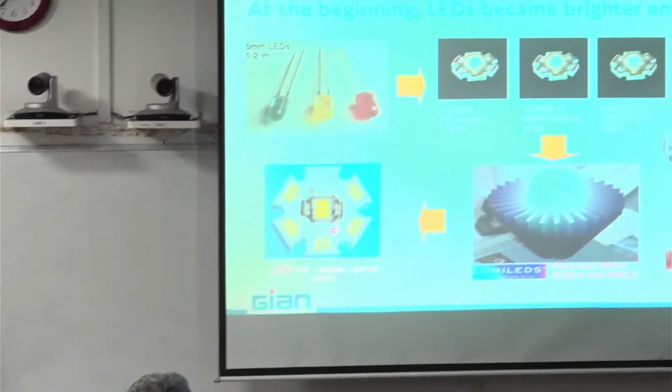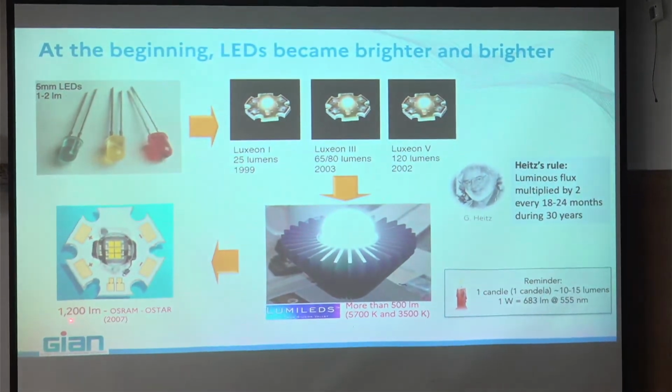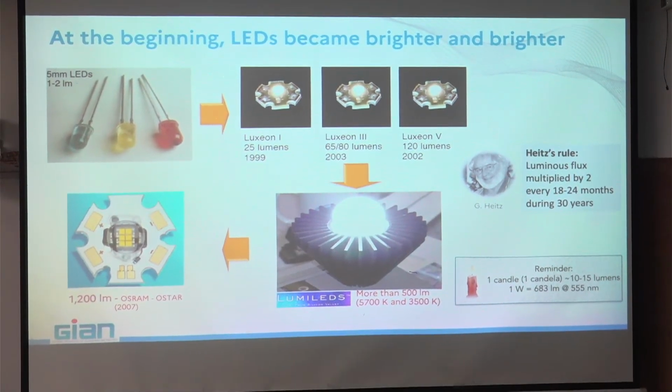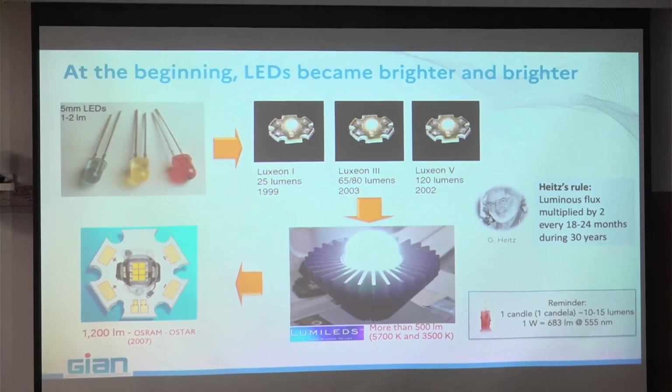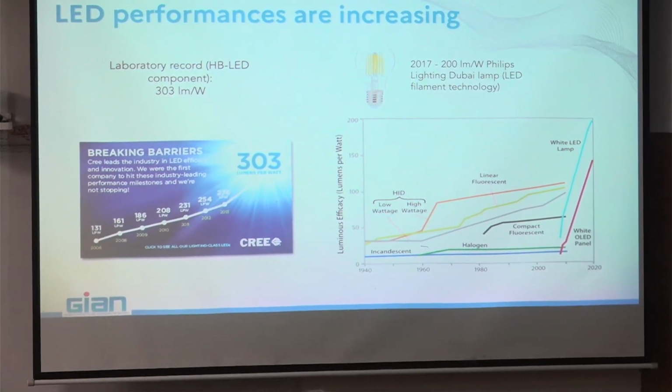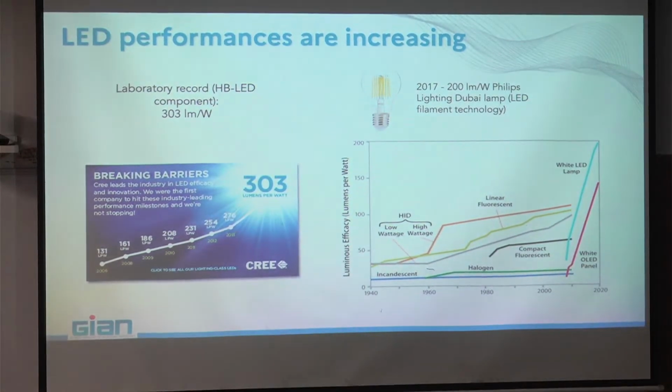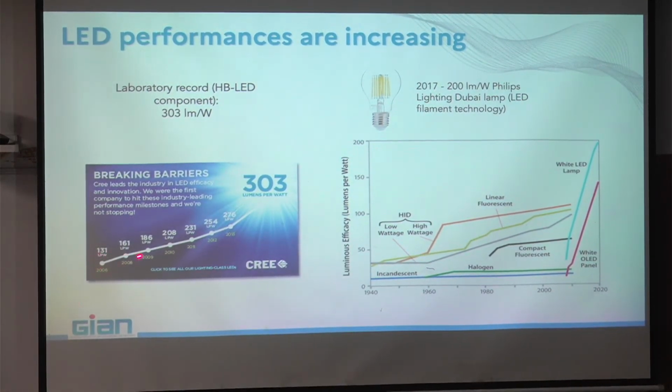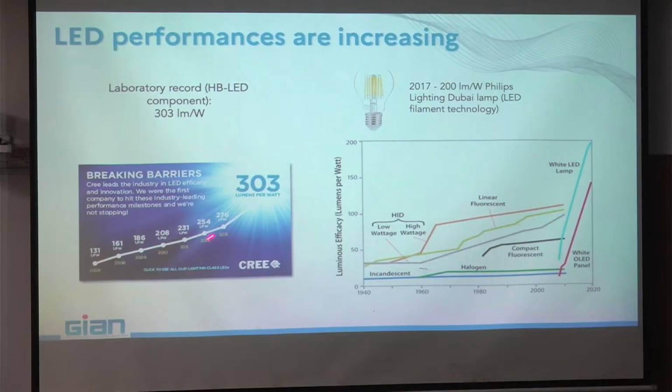That means this one is the equivalent of 1,200 candelas. Well, LED performance is still increasing. I told you that at the introduction. You can see here the record values, the maximum values achieved. Today we have some LEDs, white LED chips, I'm not speaking about lamps, with 303 lumen per watt luminous efficiency.